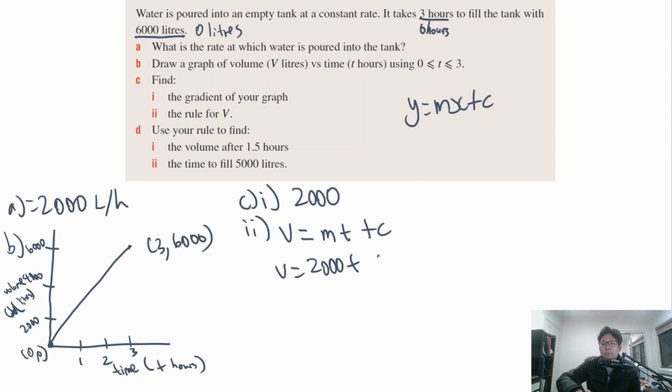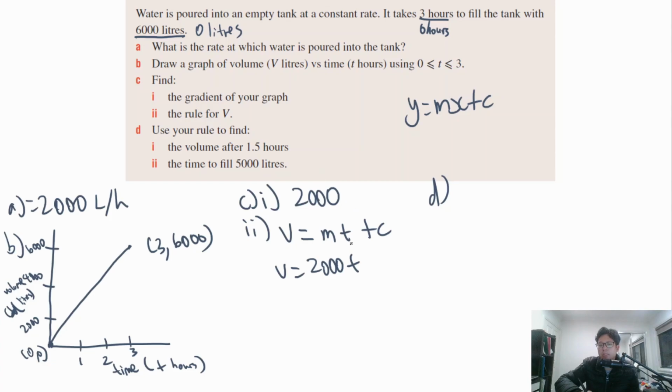So it will be plus 0, but that will make no difference. So our final answer for that will be V equals 2,000t. Alright, so now that we've got an equation, we can do question D here. It says use your rule, so the rule over here, to find the volume after 1.5 hours.